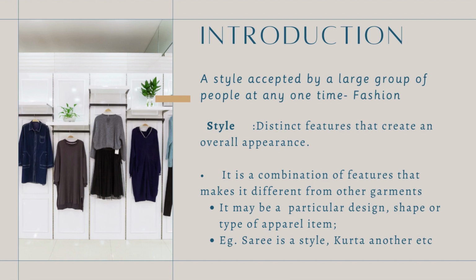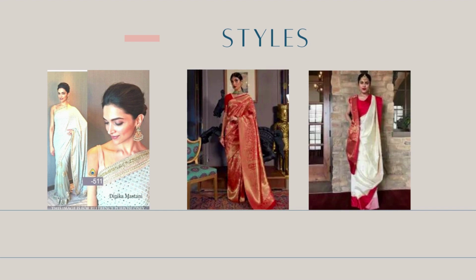For example, a sari itself can be called a style. Different saris can also be different styles. For example, a sari can be worn in different styles, in different regions. A sari can be made with different materials. Different designs can be included in the sari, etc.